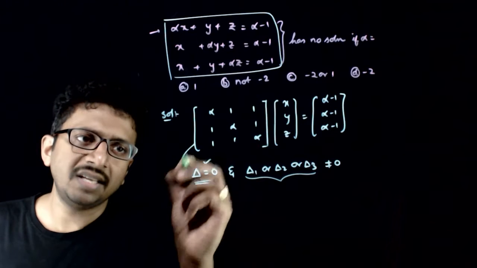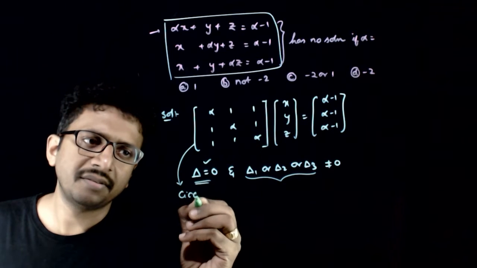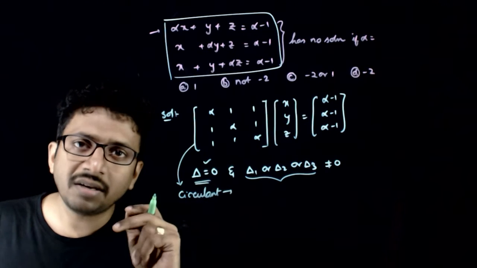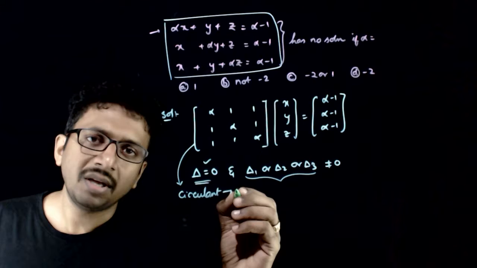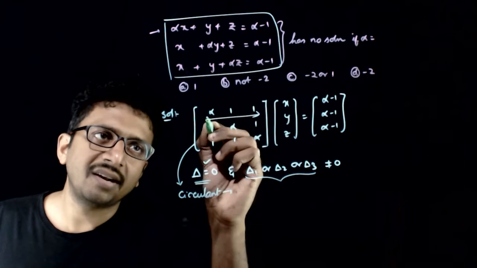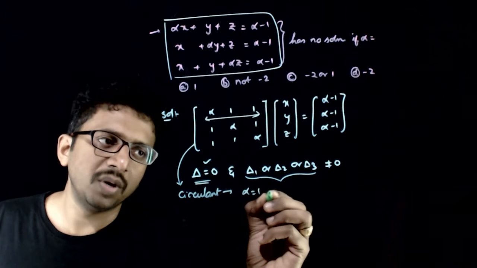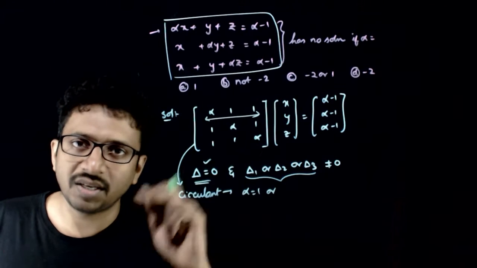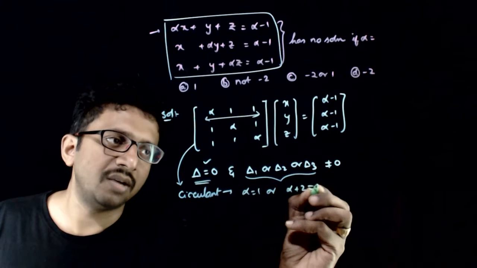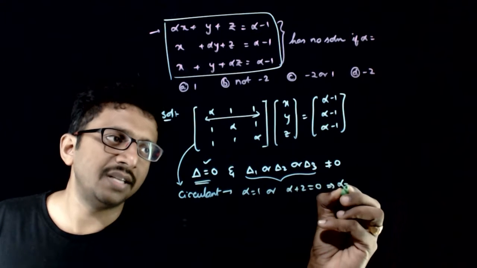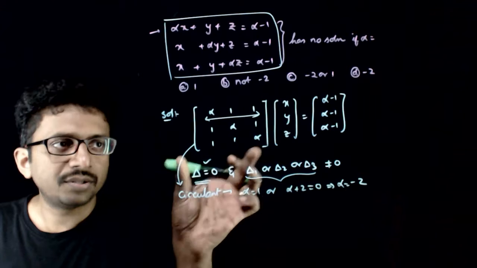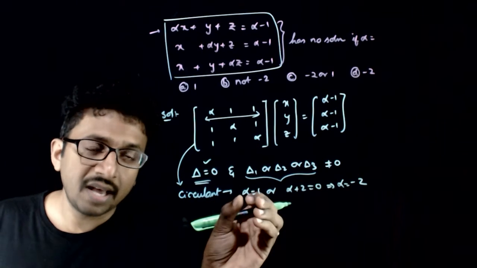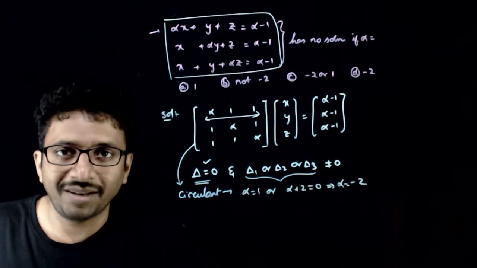Now this is nothing but a circulant, right? This is a special matrix, a circulant. A circulant determinant will be equal to 0 if all the elements are equal, that is alpha is equal to 1, or if the sum of elements in one row is equal to 0. That is alpha plus 2 is equal to 0, that is alpha is equal to minus 2. So delta will be equal to 0. Look at the concept of circulant in the theory. Alpha is equal to 1 or alpha is equal to minus 2.